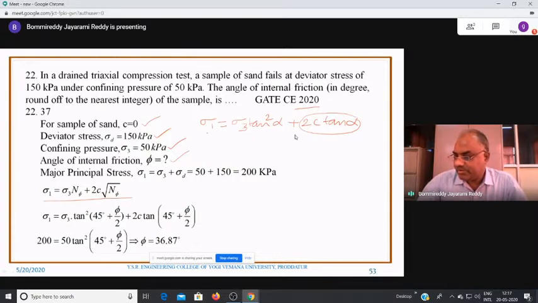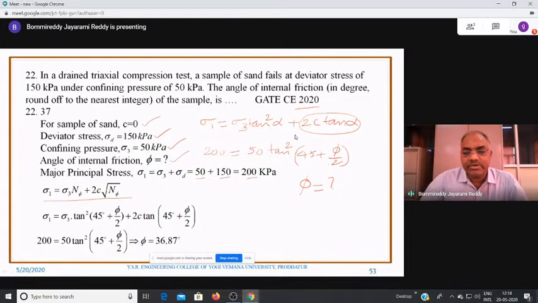What is sigma 1 value? Sigma 1 means sigma 3 plus sigma d, because it is major principal stress. Sigma 3 is 50, sigma deviator is 150, so sigma 1 will be 200. So what you do? Sigma 1 is 200 equal to sigma 3 is 50 multiplied by tan square. What is alpha? Alpha is nothing but 45 plus phi by 2. Tan square of this. So in this equation, the unknown value is only phi. Get the value of phi. That will be the answer for it.